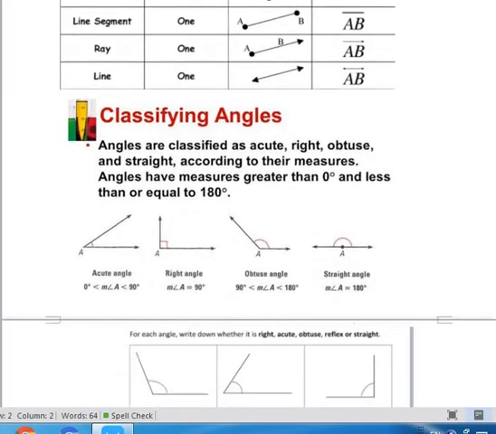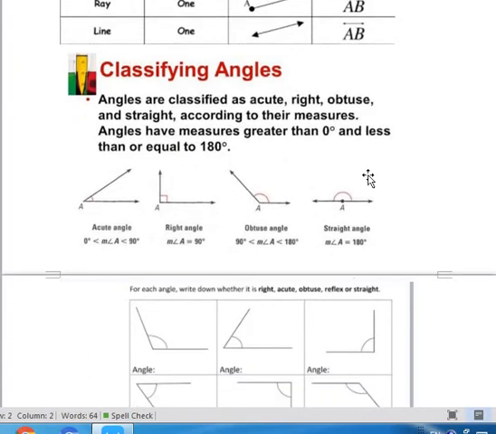Classifying angles. Let's move on. As I told you, angles are classified as acute, right, obtuse, and straight according to their measures. According to their what? Measures. Angles have measures greater than 0 and less than or equal to 180. I have here an acute angle. The measure of A must be greater than 0 and less than 90. So this is an acute angle.